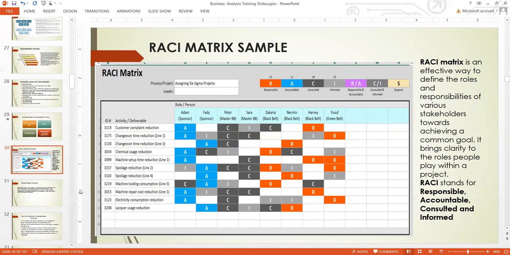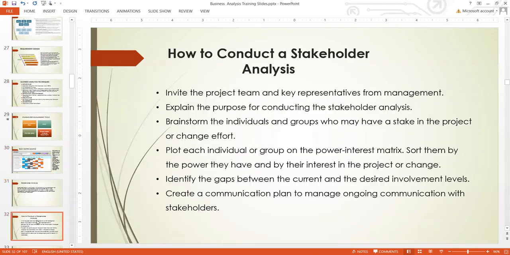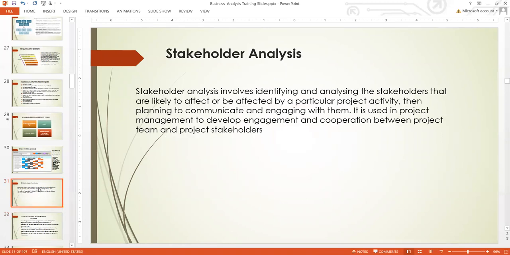Okay, we move to the next topic, which is going to be stakeholder analysis. Stakeholder analysis involves identifying and analyzing the stakeholders that are likely to affect or be affected by a particular project activity, then planning to commit, communicate, and engage with them. It is used in project management to develop engagement and cooperation between the project team and the project stakeholders.